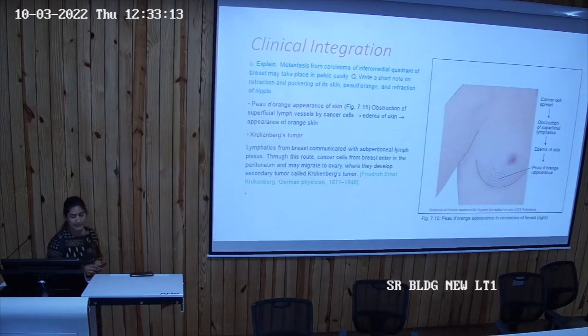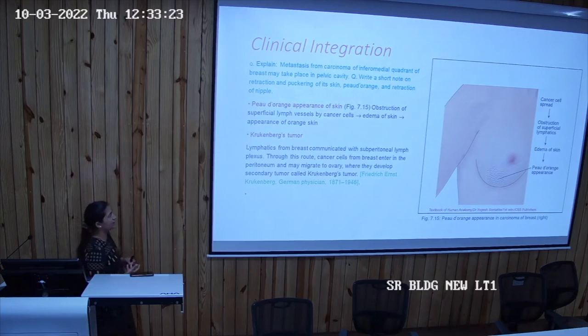Now coming to the clinical picture, what are the applied aspects of the mammary gland? If they ask you, what you can write. One is the peau d'orange, the orange-peel appearance of the skin that occurs in metastatic carcinoma.